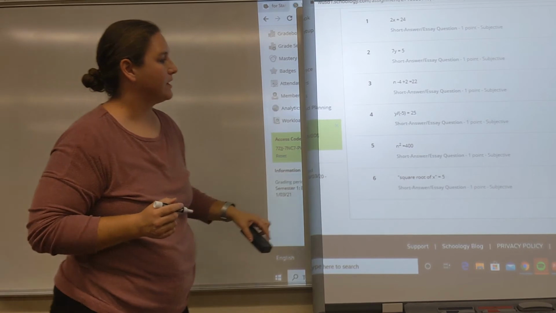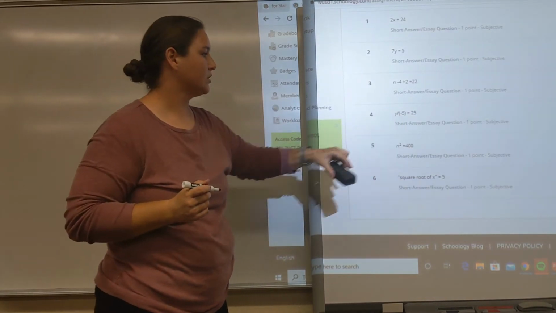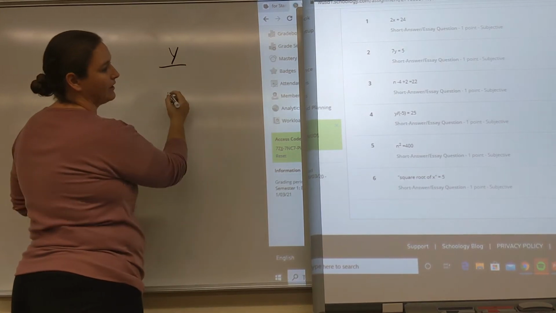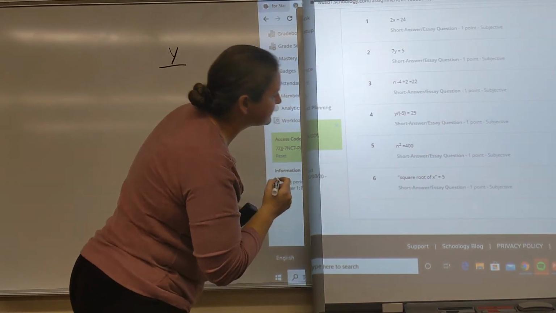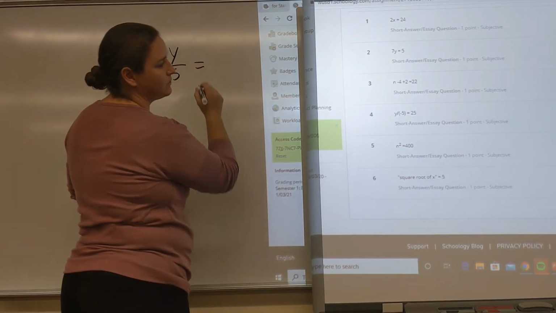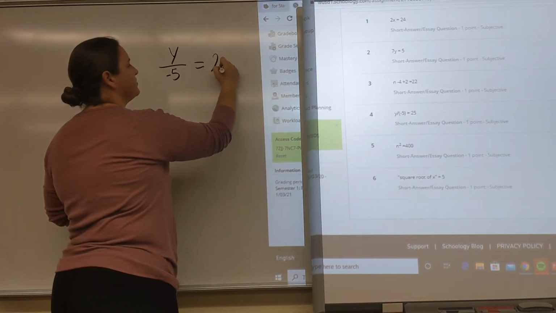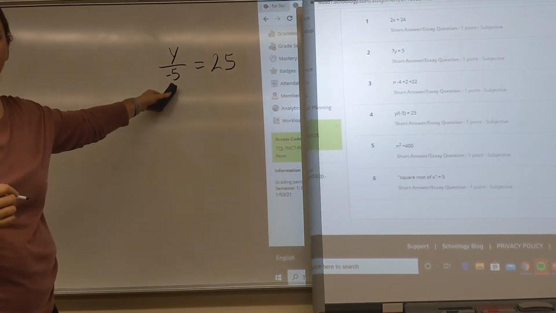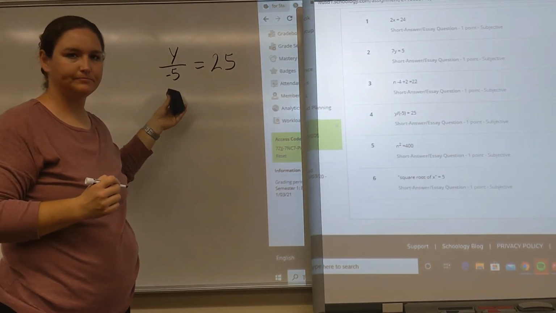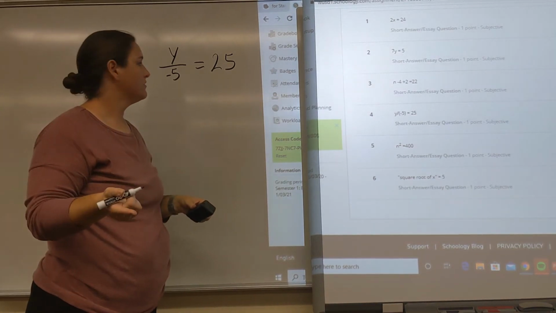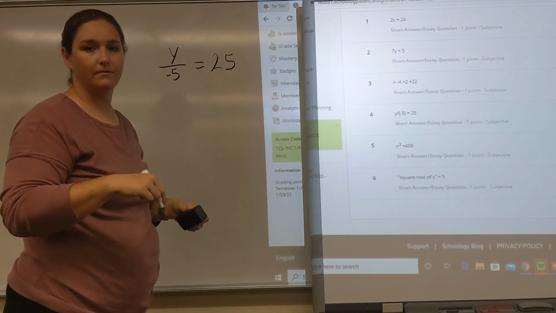All right, the next one. Now I know some of these didn't look quite right when we put them in. So y divided by negative 5 is equal to 25. How do we get that y by itself? This is division. What is the inverse of a division? Multiplication.